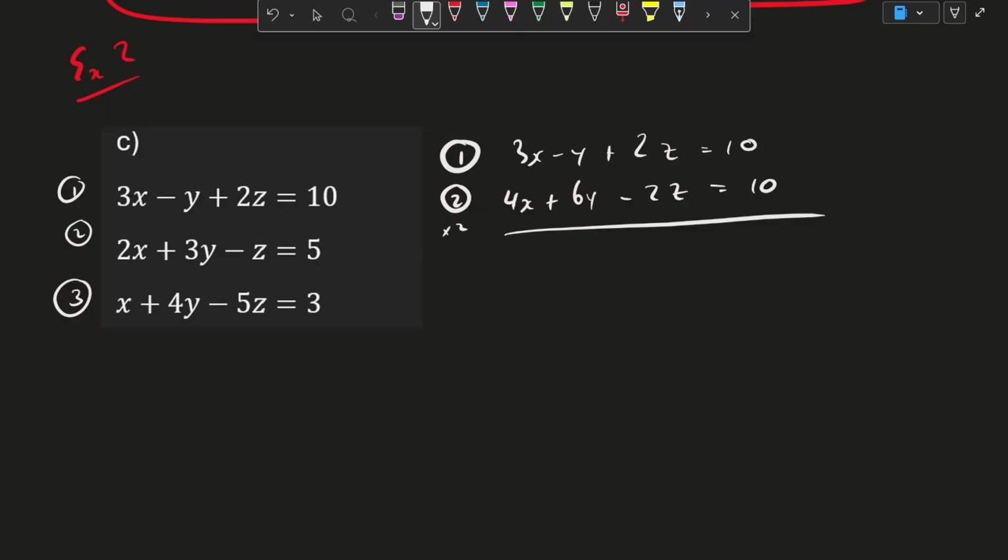So because we have different signs, we're going to add the two of them. So those two are going to get knocked out, leaving us with 7x plus 5y is equal to 20. Now, just to keep the notation consistent, I'm going to call this equation number 4.